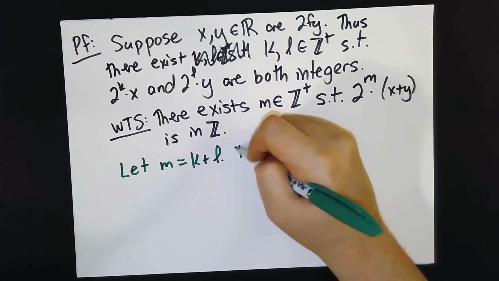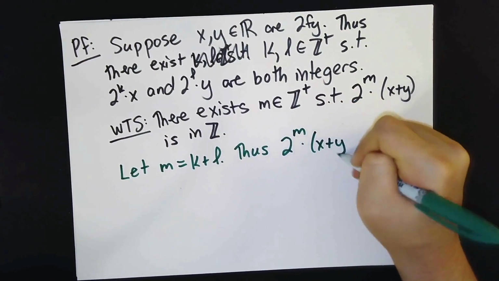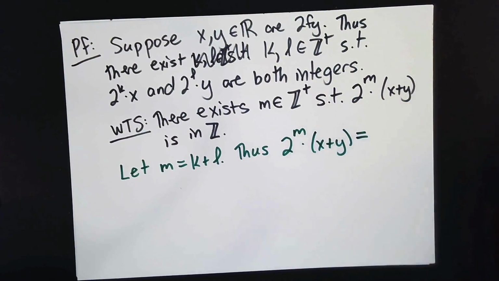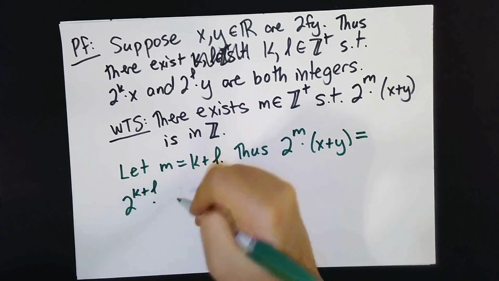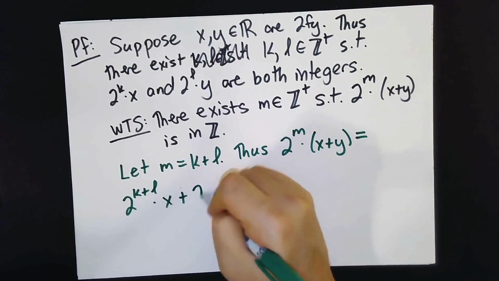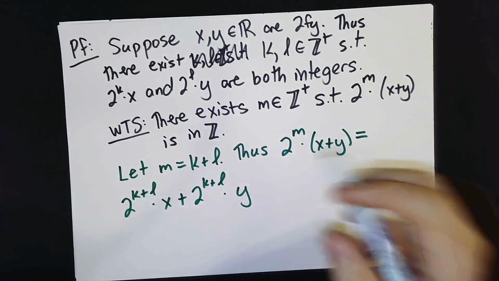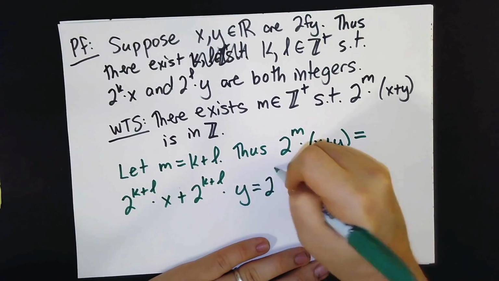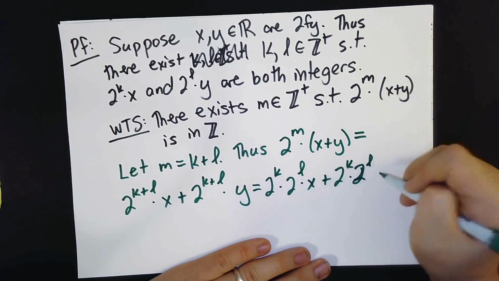And then I'm going to look at 2 to the m times x plus y and say what that is. Well, that is 2 to the k plus l times x plus 2 to the k plus l times y, which is, by properties of exponents, 2 to the k times 2 to the l times x plus 2 to the k times 2 to the l times y.